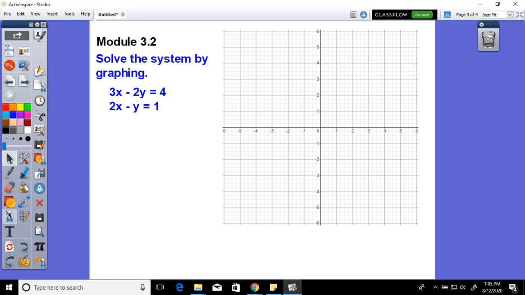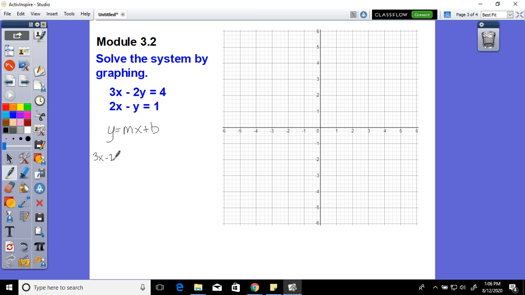Now, in order to graph the equation, you could do an XY chart if you wanted to. I found it easier to do it in slope-intercept form. Remember, slope-intercept form is y is equal to mx plus b. So we're going to make each one of these equations in this format. Let's start with the first one.